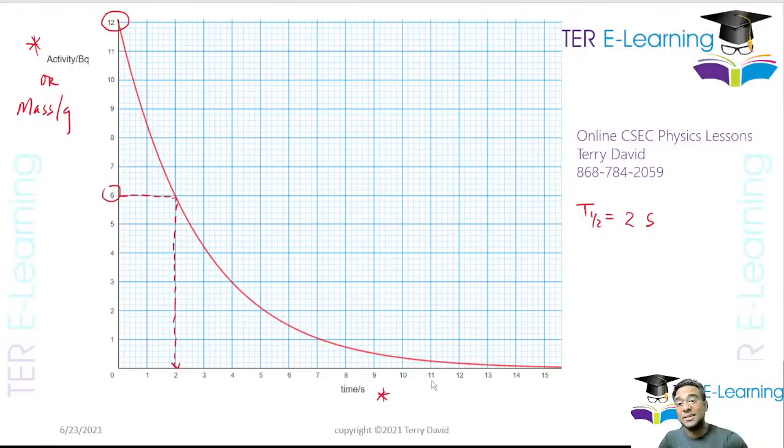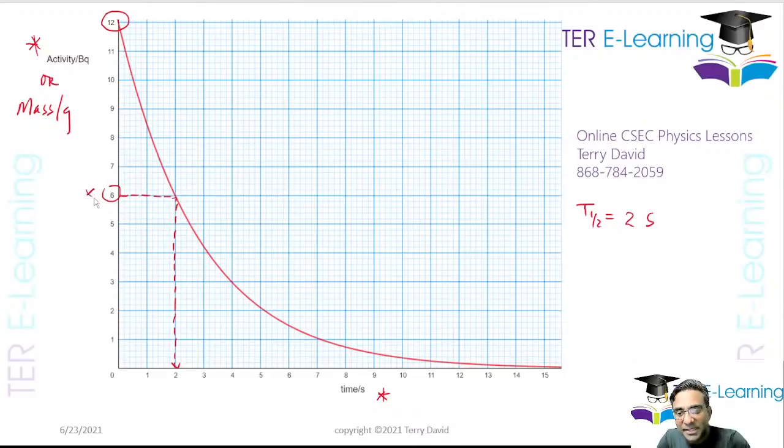Now I have seen CXC bring a question for about 25 marks, basically asking you to do this several times. If you just wanted to measure it from the graph, just start at 12, find half of 12, which is 6, and then read off that time interval. But we can do this more than once.